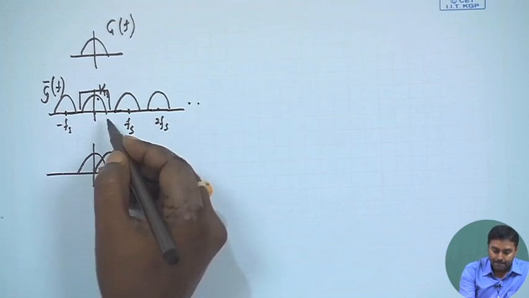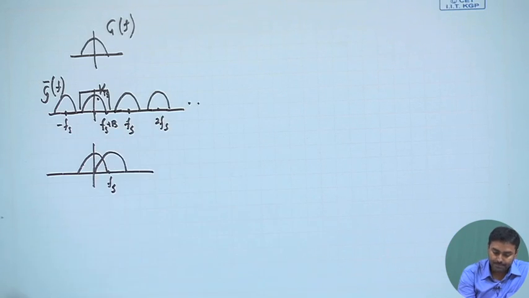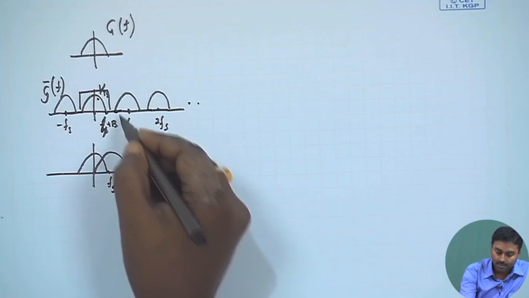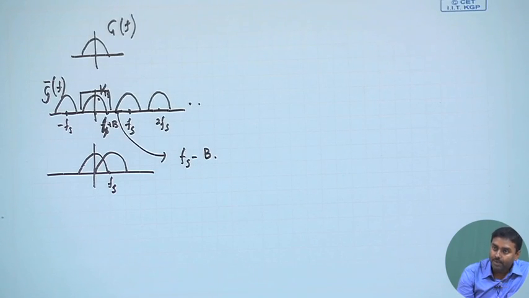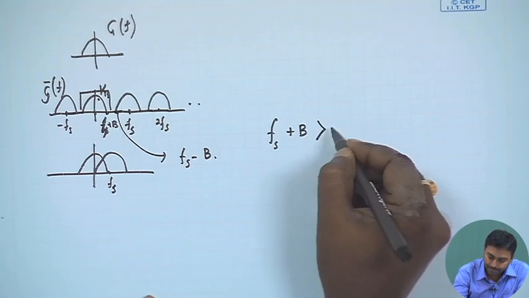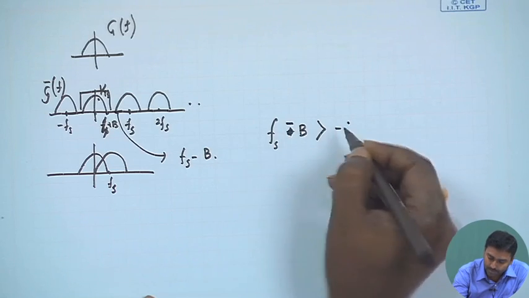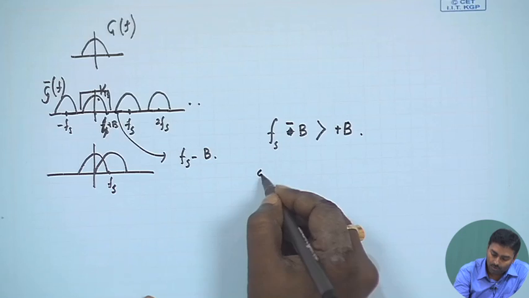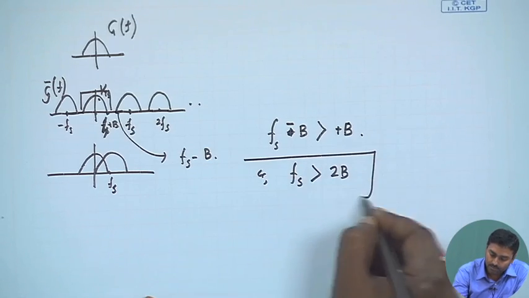So, for that, what is this point? This is fs plus b, sorry, this is plus b just, and what is this point? This point is fs minus b. So, I need to ensure that fs minus b is greater than plus b, or fs must be greater than 2b, that is the famous Nyquist theorem.